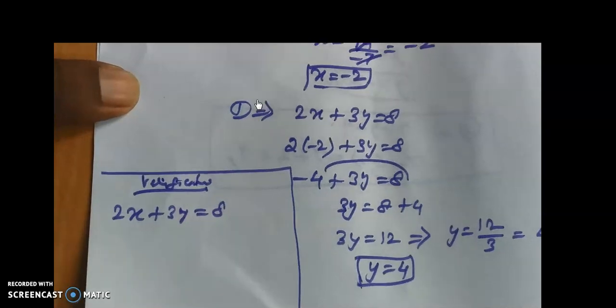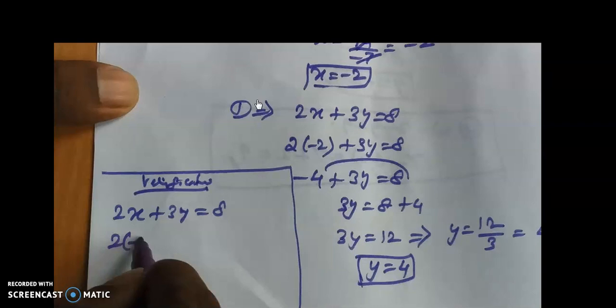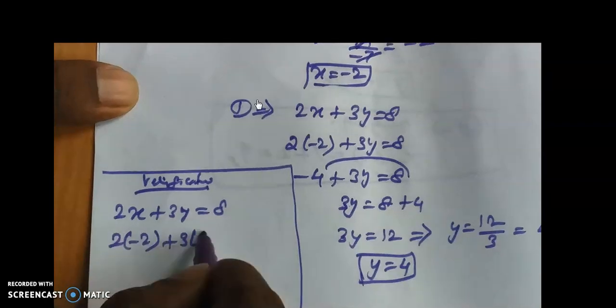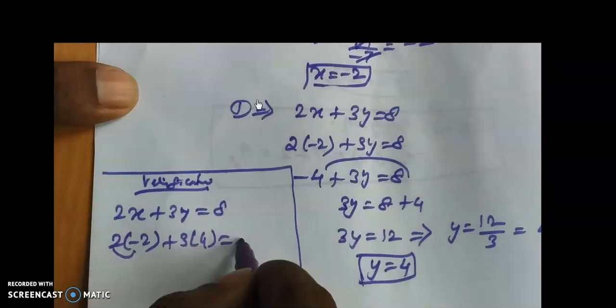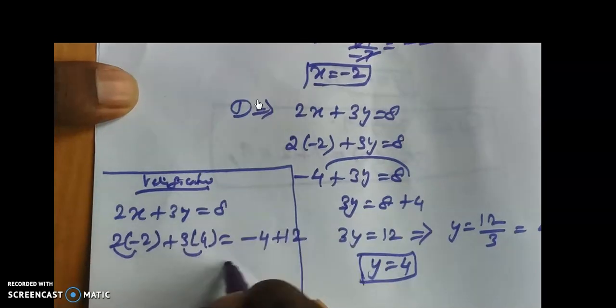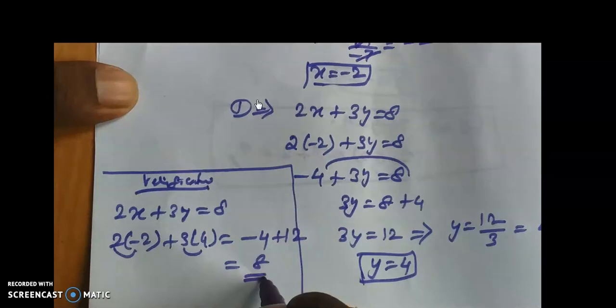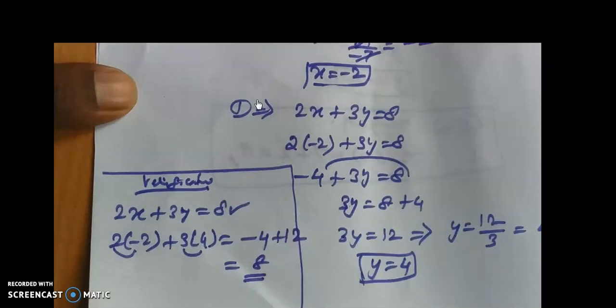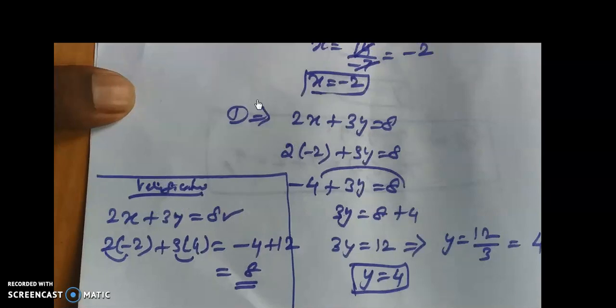to 4. So 2 into minus 2 plus 3 into 4 equal to, now if you multiply, it will become minus 4, and if you multiply these two, it will become 12, and if you add, you get 8, and here also 8 is there, so it is balanced. Therefore, our solution is right.